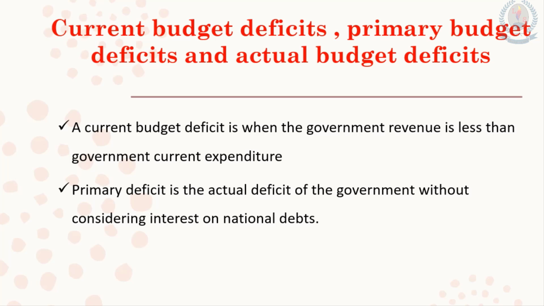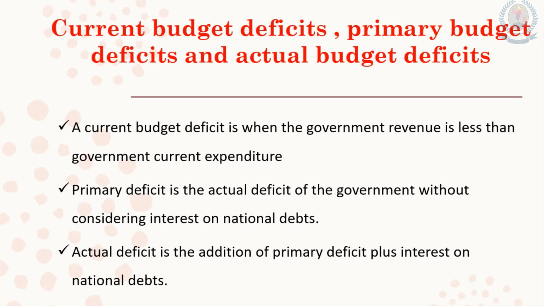Primary deficit is the actual deficit of the government without considering the interest on any money borrowed by the government. Actual deficit is the addition of primary deficit plus the interest on national debts.